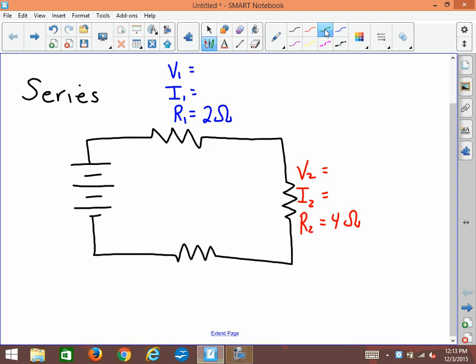And then down below here, I'll write the voltage of load number 3, the current for load number 3, and the resistance for load number 3. And let's make it 3 ohms.